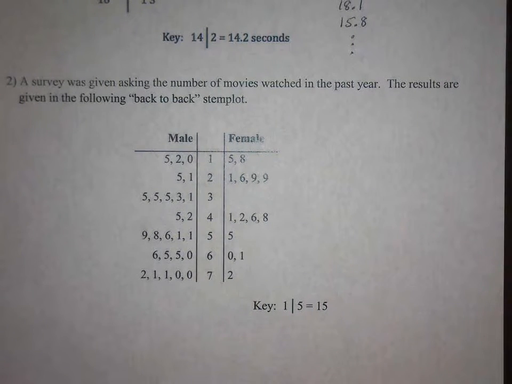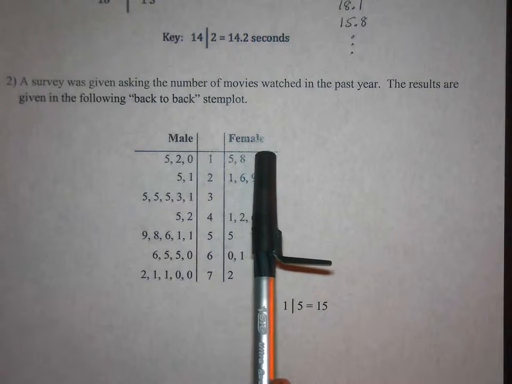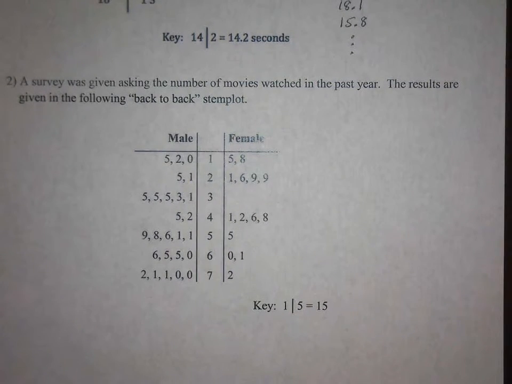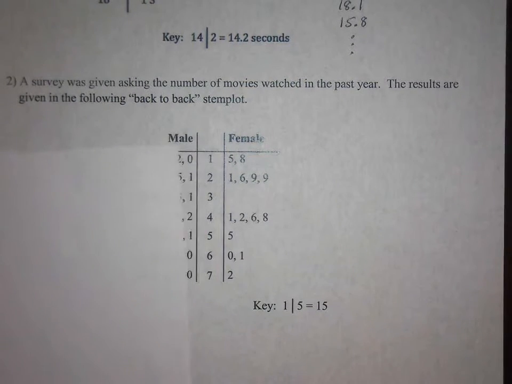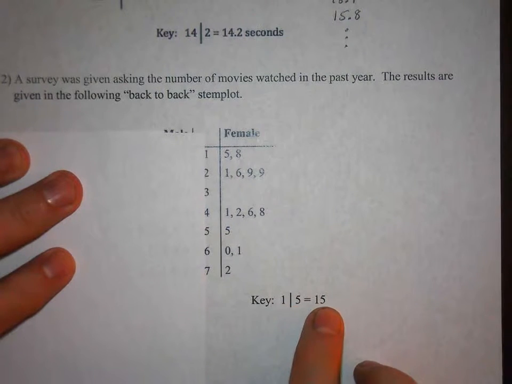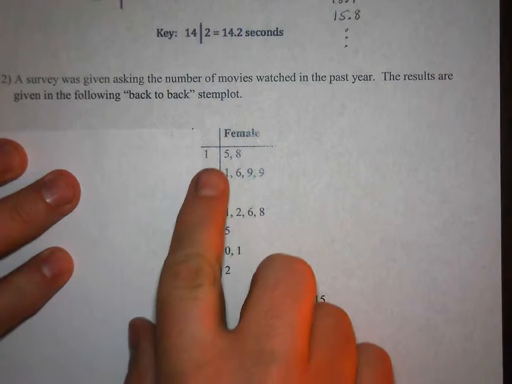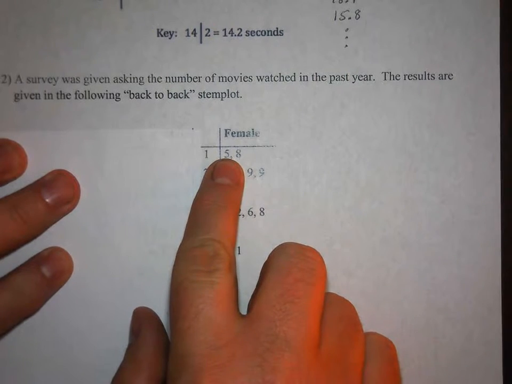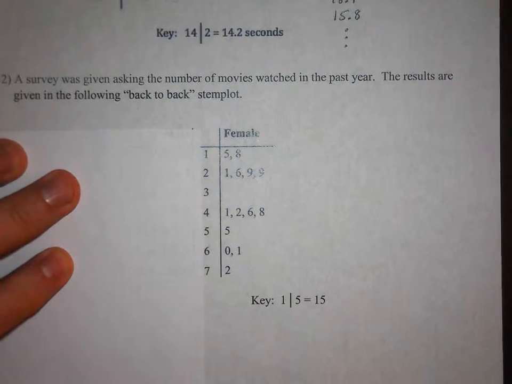And this represents a little survey that was given asking the number of movies watched in the past year. Okay, the results are given in this stem and leaf plot for males and females. So you notice if you look at just the right-hand part, you have 1, 2, 3, 4, 5, 6, 7. So that represents, looking at the key, 1/5, meaning 15. So that very first row there, 1/5, meaning 15. So there is a female who watched 15 movies in the last year.